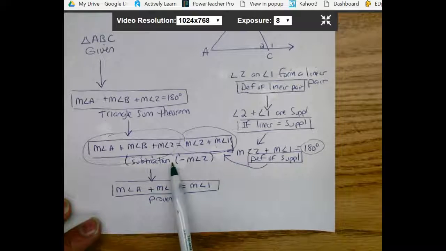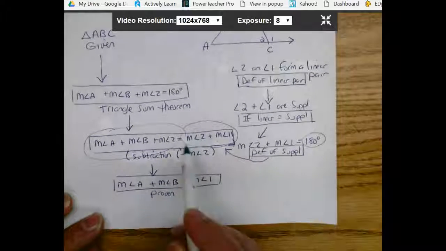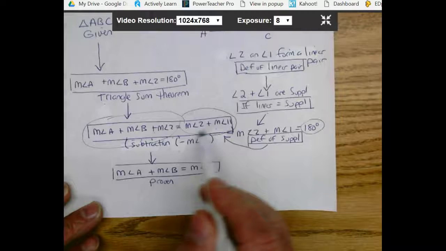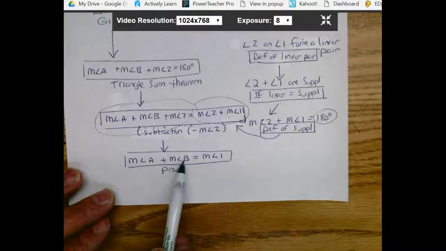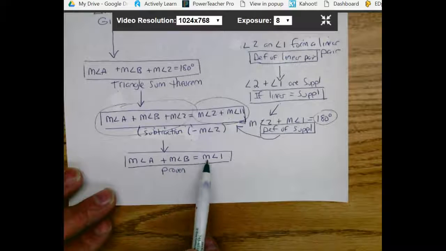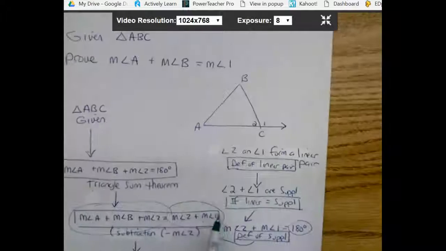And now here, so we have the measure of angle 2 on both sides, we can use the subtraction property, and we can take the measure of angle 2 out of both sides. If we did that, they would then be gone, right? They're gone. And then we have the measure of angle A plus the measure of angle B, and the only thing we're left with is the measure of angle 1, and that's what we wanted to prove.